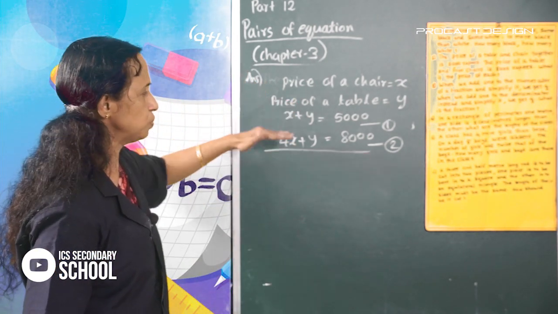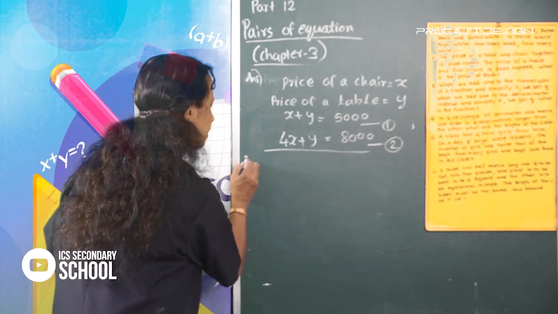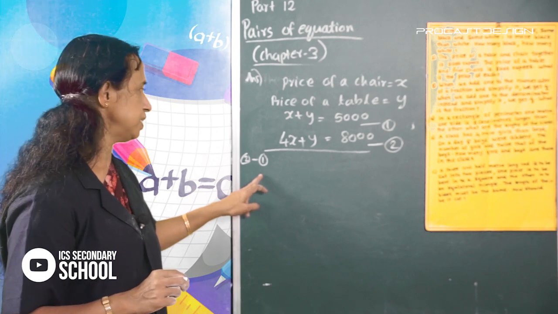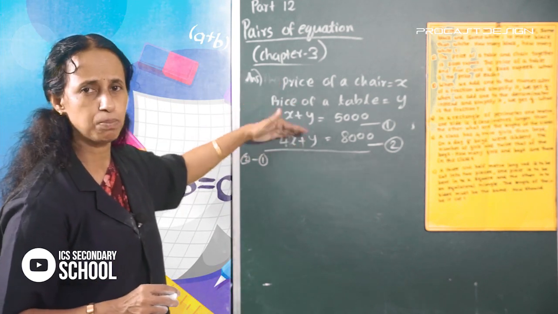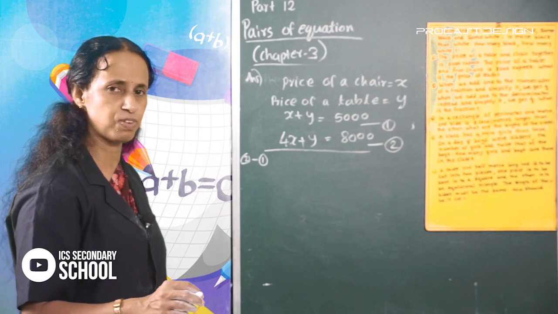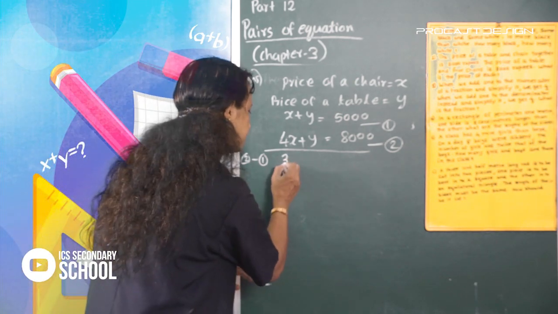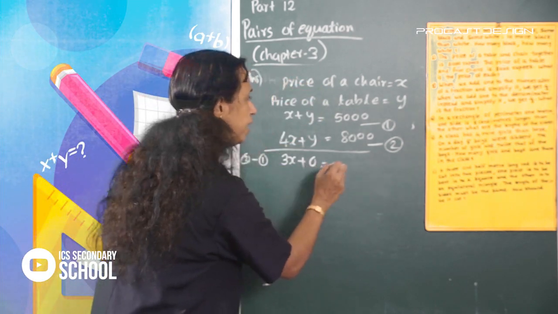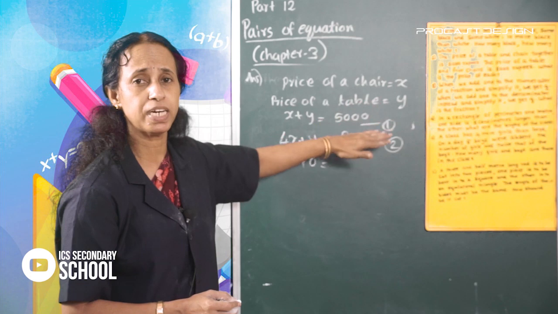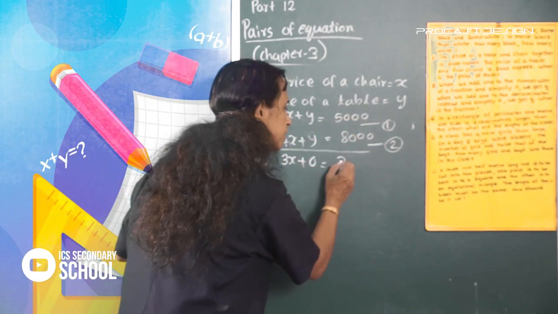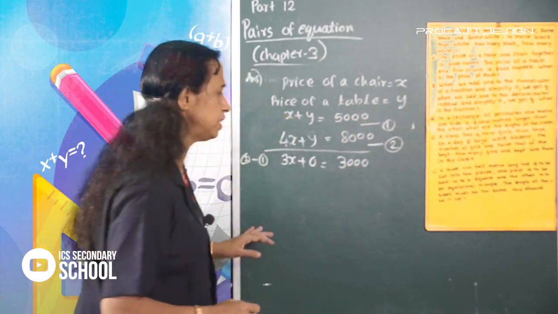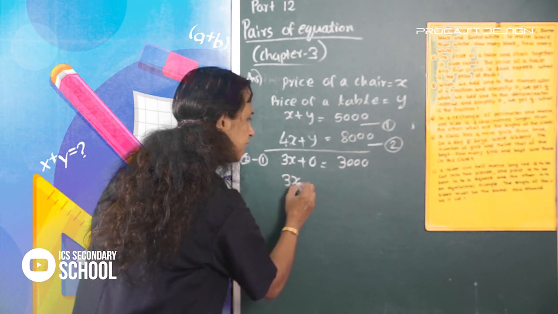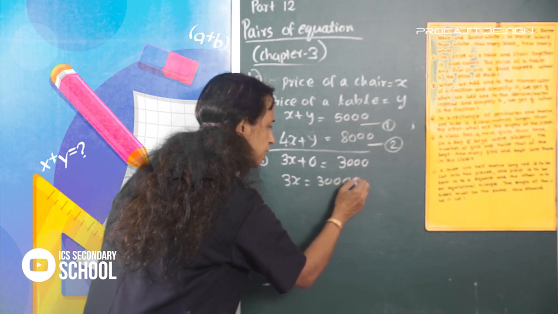4x minus x, 4x minus x equals 3x. Then y minus y equals 0, and that is equal to 8,000 minus 5,000. 8,000 minus 5,000 is equal to 3,000. Okay, we have got 3x is equal to 3,000.